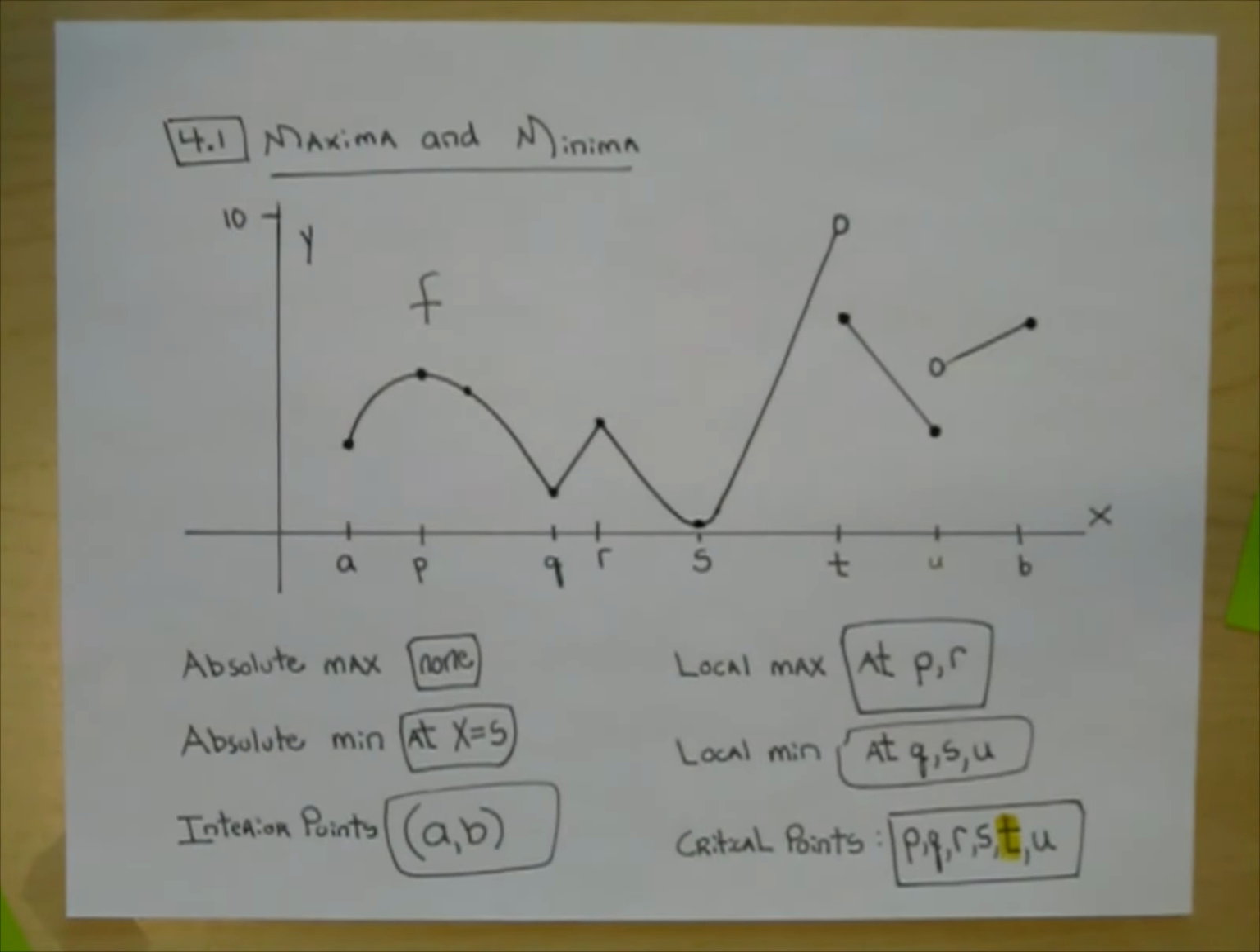So this pretty much covers our first example. They'll give you a graph in your homework and ask you the locations of the absolute max and absolute mins, and the locations of the local max and local mins, and critical points, for which you'll just put the x values. We have to know what interior points are. So let's move on to our next example.